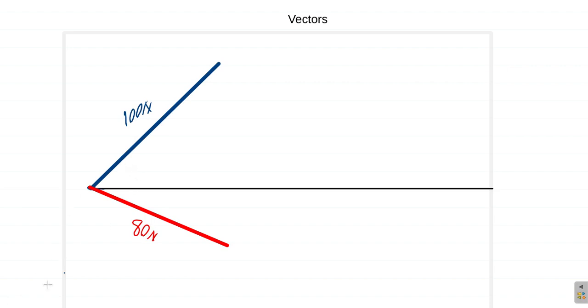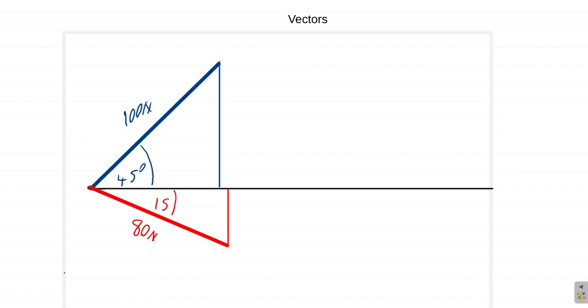The angle between this vector, the 100 newton, and the horizontal is 75 degrees, while the angle between the 80 newtons and the horizontal is 15 degrees. Or say 45 degrees for this one. Now, we want the horizontal and the vertical components of each of these vectors, so we can do a little calculation.